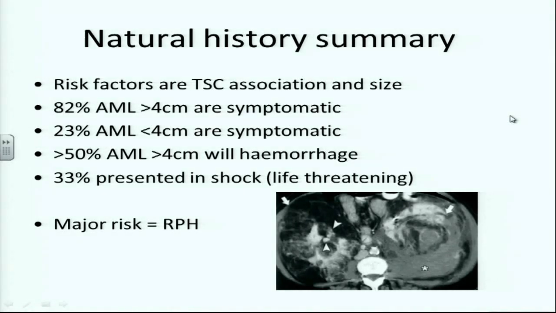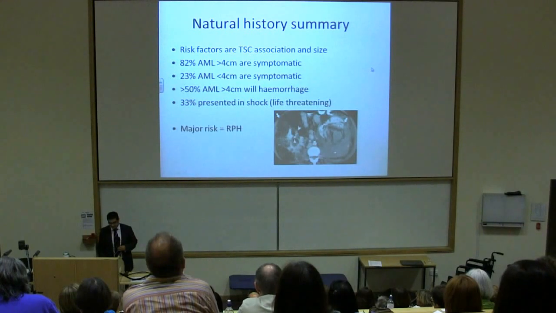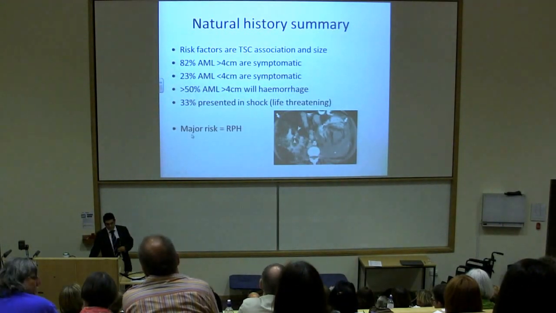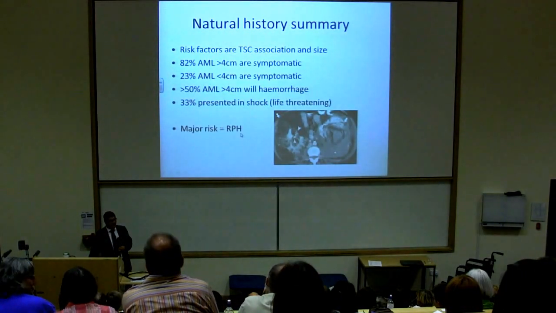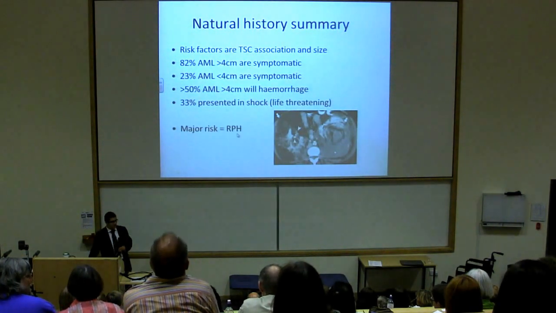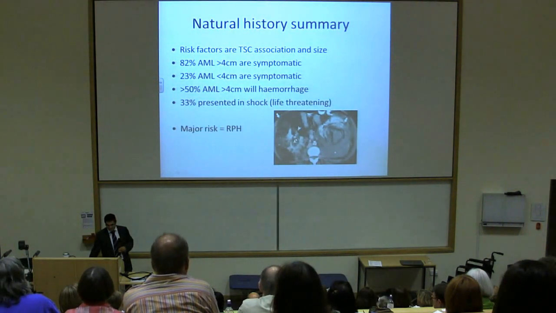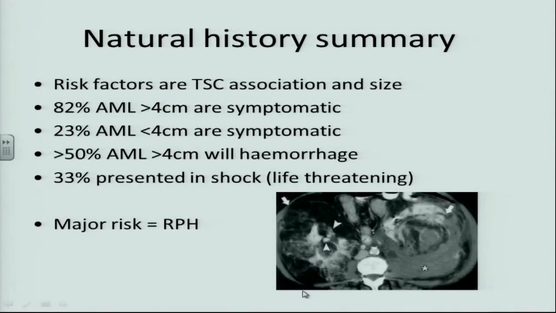And the problem with presenting in extremis is you can't do fancy things like embolizations. What you're really down to is life-threatening interventions, i.e. the kidney comes out. Okay, no keyhole surgeries there. And therefore, the major risk from all these series is bleeding, retroperitoneal haemorrhage. And you've got one here, that's where it's bled from, and this is all blood clot there. And more on this side.